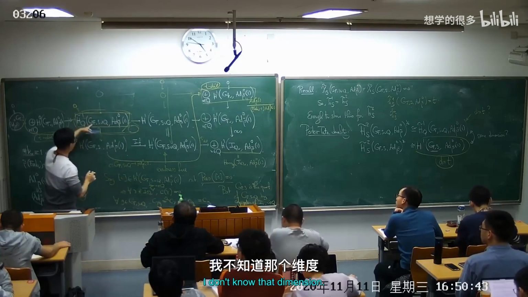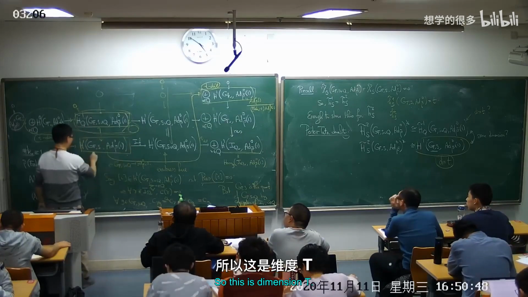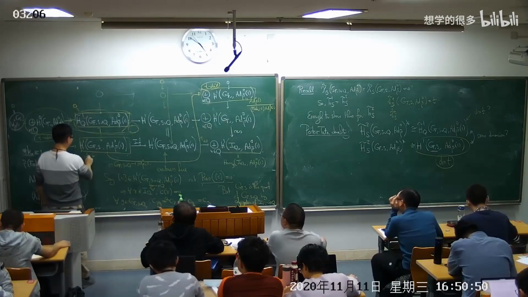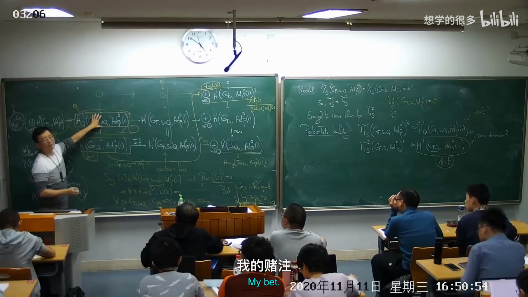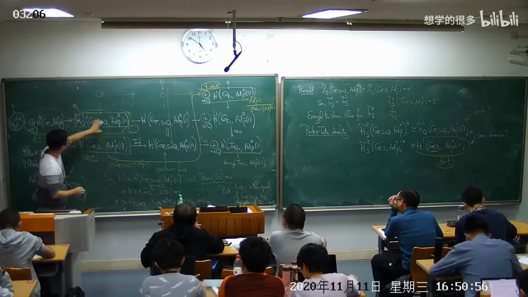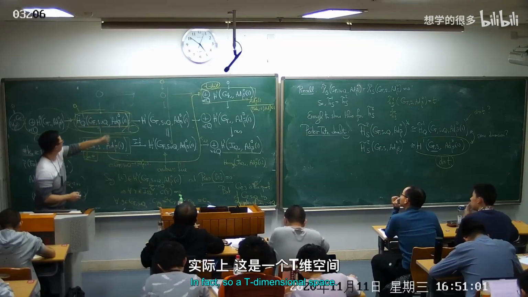Sorry, I know this dimension. My bad. So this is dimension t. I want to show this one has dimension t. This is dimension t. It maps to a t-dimensional space.